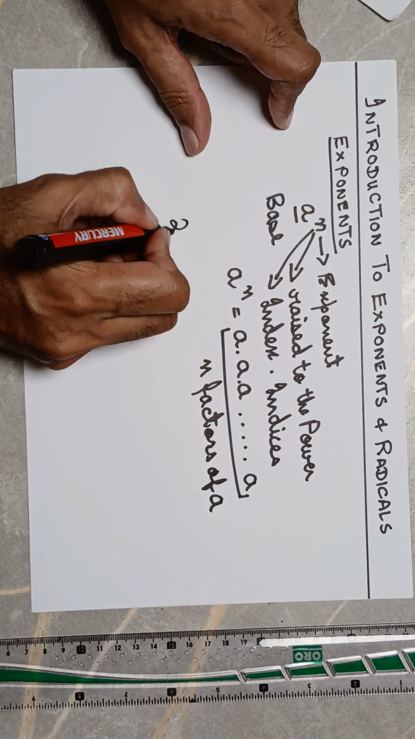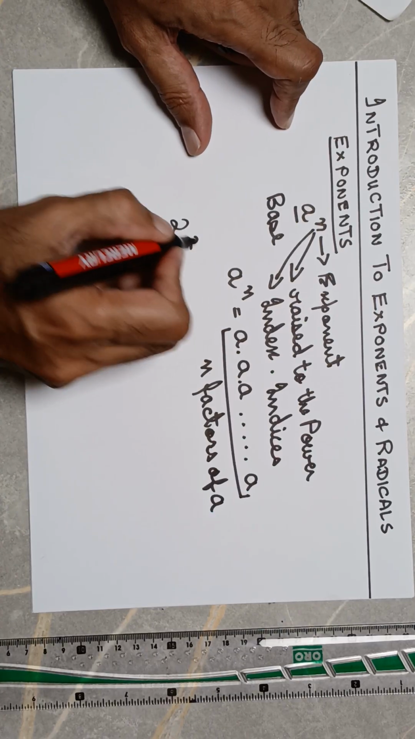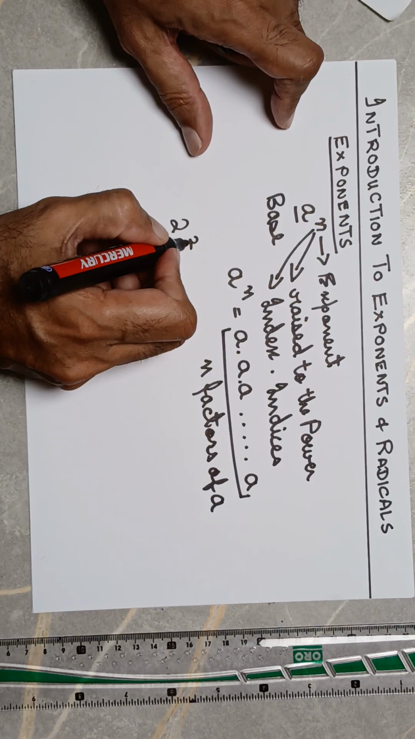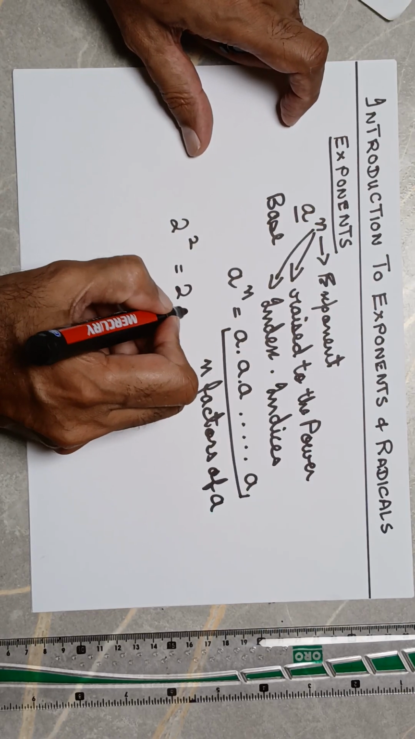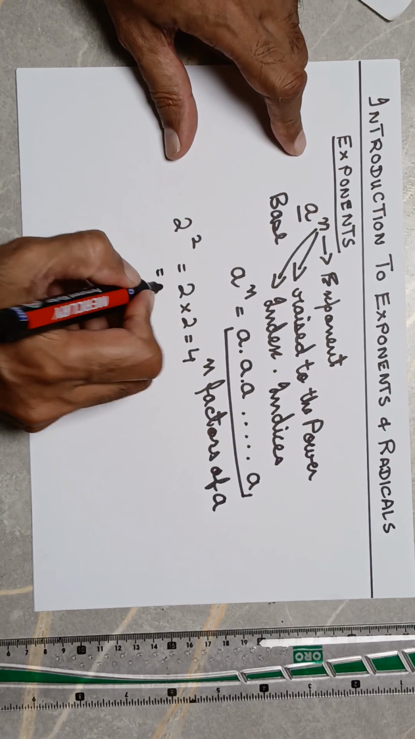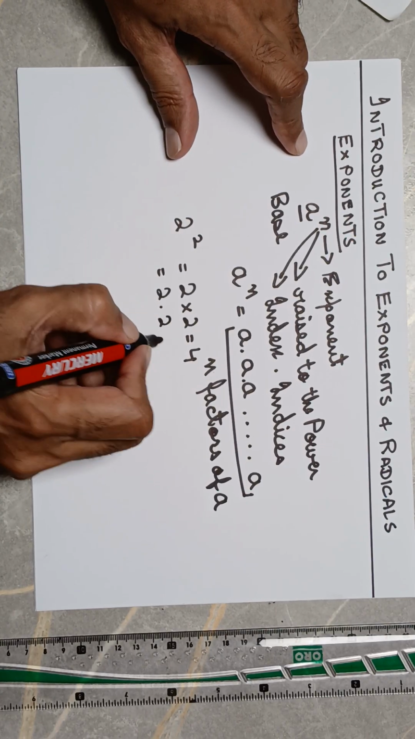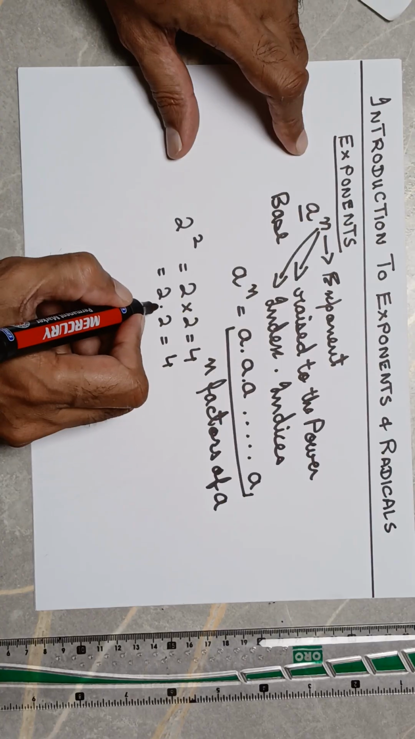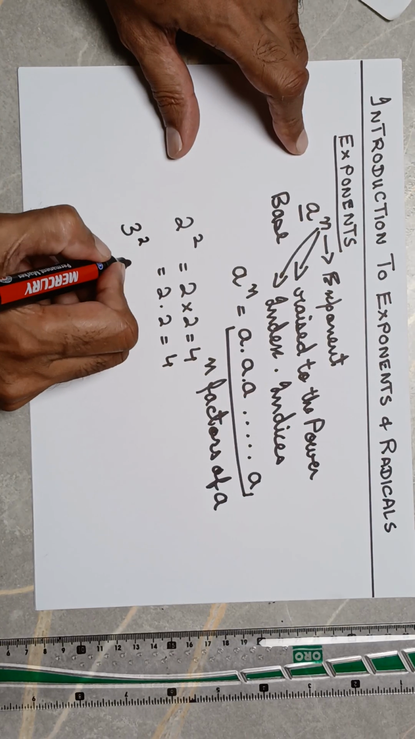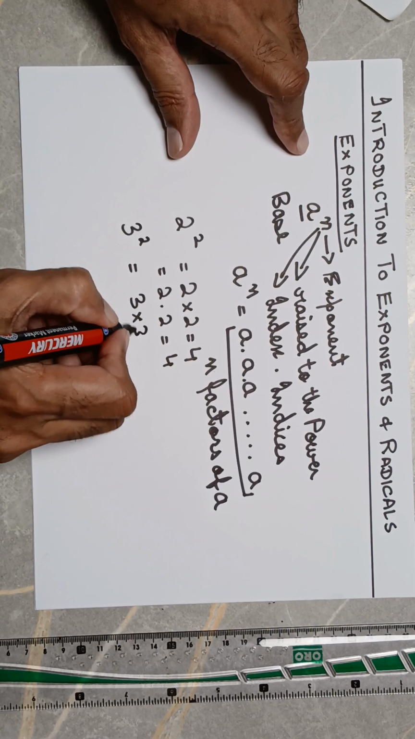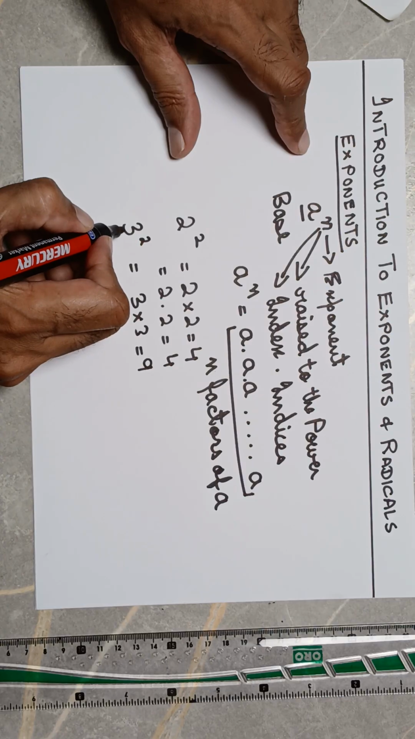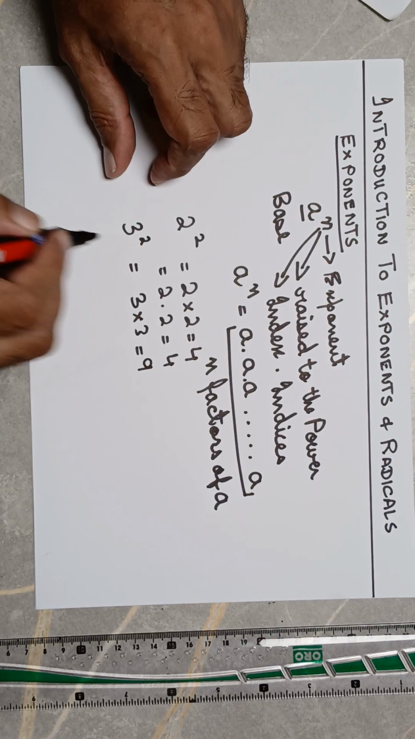Let me give you an example. Suppose that we have 2 raised to the power 2. This 2 is your base and this 2 is your exponent. It means that this base is going to be multiplied 2 times. We write it 2 multiplied by 2 is equal to 4. If I write it as 2 dot 2, it also means 4. This dot is your multiplication. If I write it simply as 3 raised to the power 2, that means 3 multiplied by 3 is equal to 9. 3 is your base and this base is going to be multiplied 2 times.